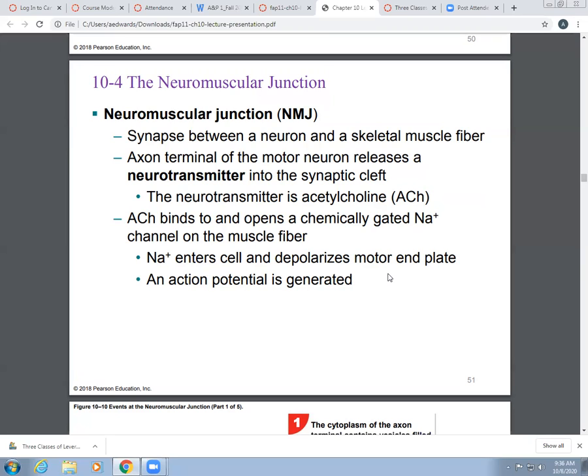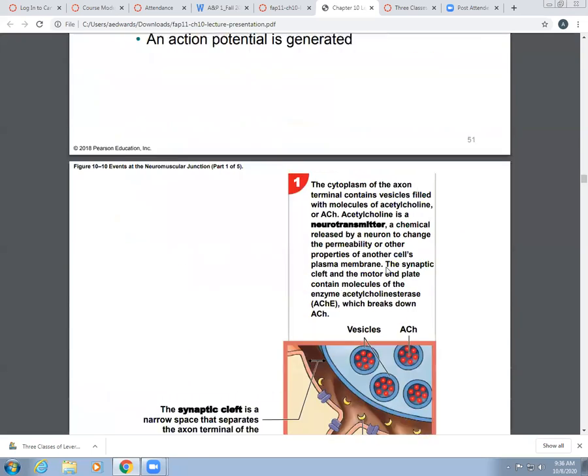And so what does ACh do? Well, it binds to and opens up a chemically gated sodium channel on the muscle fiber. And sodium is going to enter the cell at that point because those sodium channels are now open. And it depolarizes what we call the motor end plate, which is basically that plasma membrane on the skeletal muscle fiber, and that generates an action potential. Okay, and we'll see what that looks like.